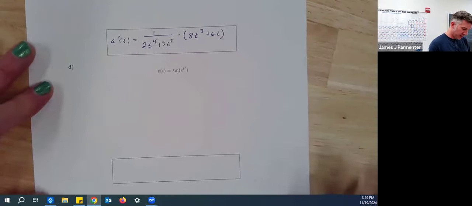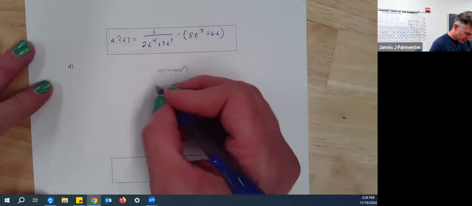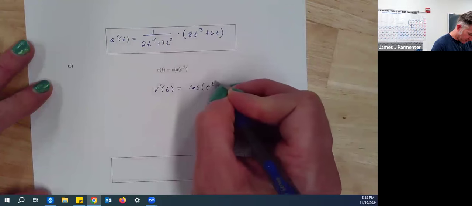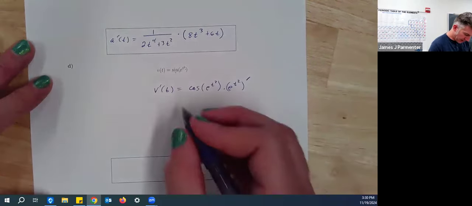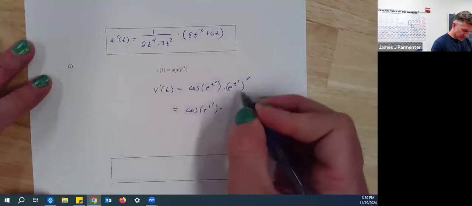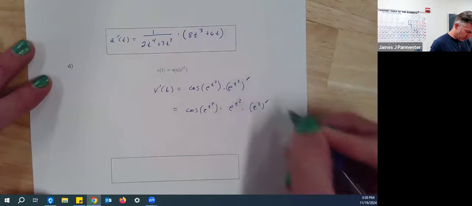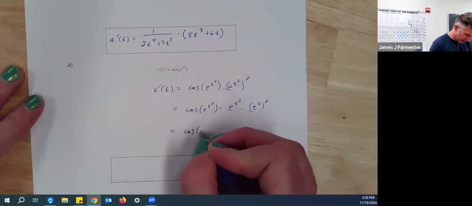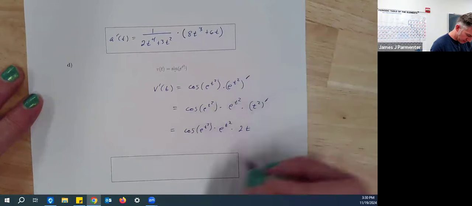Let's squeeze in the last one on this page. The derivative of sine of e to the t squared. Well, that's sine of some stuff, so my derivative is going to be cosine of the stuff times the derivative of the stuff. And the derivative of e to the stuff is e to the stuff times the derivative of the stuff. I'm showing more steps than I really need to here. Finally, it's going to be cosine of e to the t squared times e to the t squared times 2t.